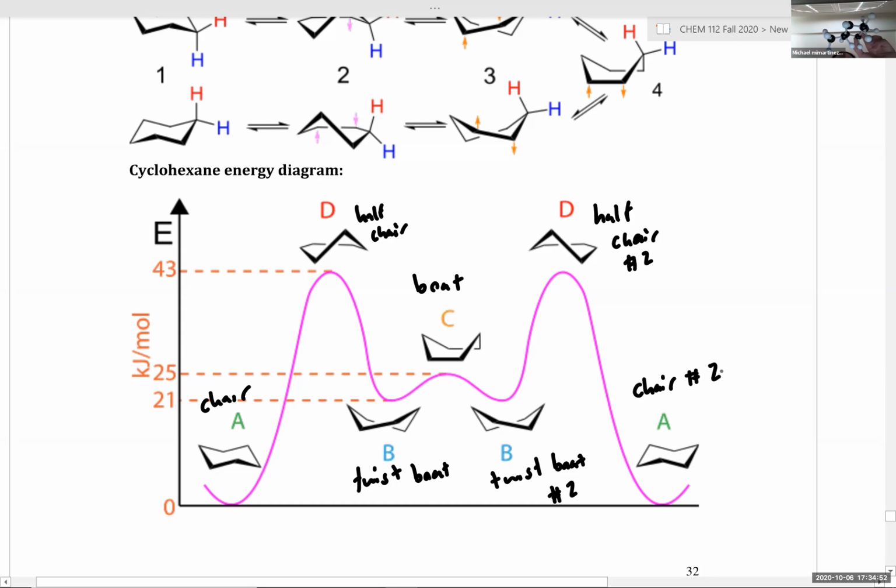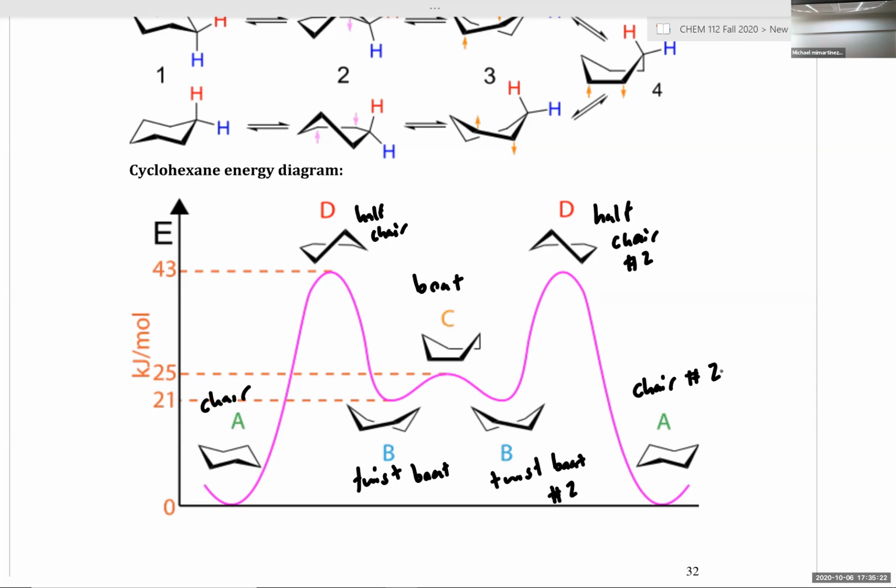So this energy diagram is drawn for only hydrogen substituents. Note that when we have non-hydrogen substituents, the energies of each of these conformations will vary. So you need to keep that in mind, that the half chair conformations and twist boat conformations may not be identical in energy.